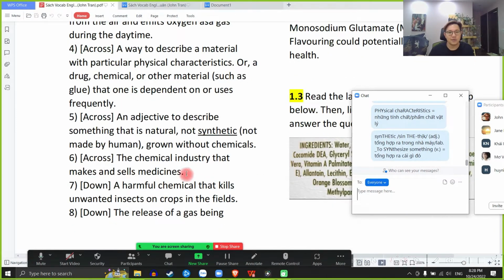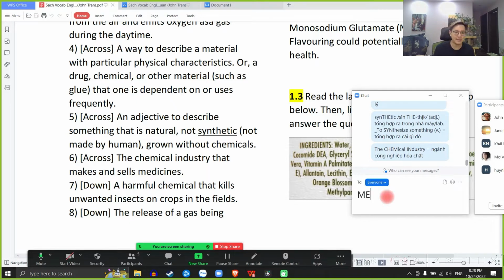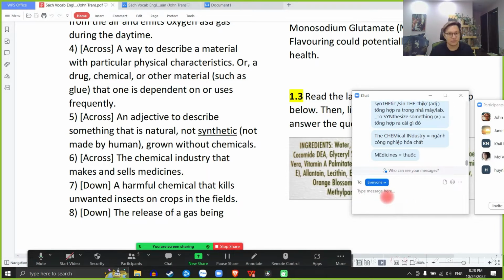Number 6. The chemical industry. Chứ không phải là industry nha. The chemical industry. Ngành công nghiệp hóa chất. That makes or sells medicines. Cái ngành công nghiệp hóa chất này mà nó tạo ra và nó bán thuốc. Medicines here mean thuốc. Alright, nó chính là ngành công nghiệp dược phẩm. It's something you have to put in there.